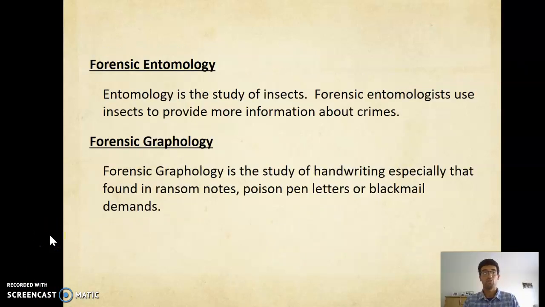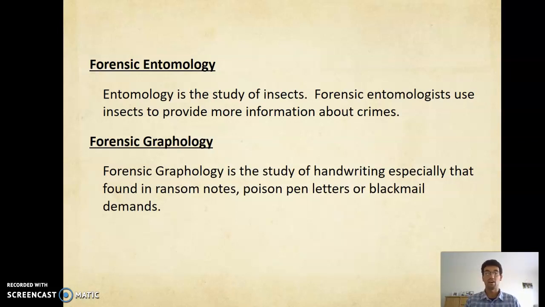Moving on, we see two more, forensic entomology and forensic graphology. So entomology is the study of insects, and people who specialize in this can use insects to provide more information about crimes, whether it's seeing different bug bites or examining the bugs around the area.